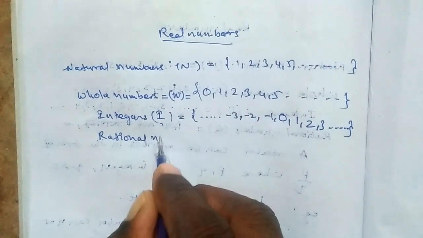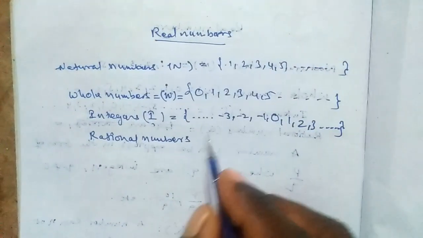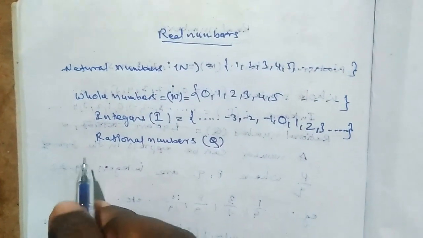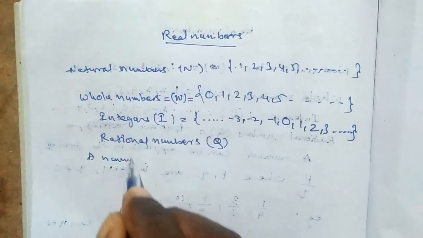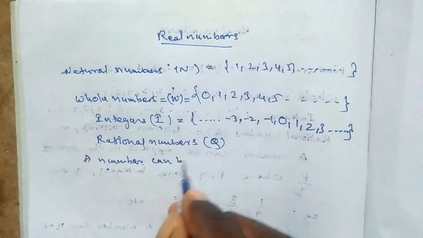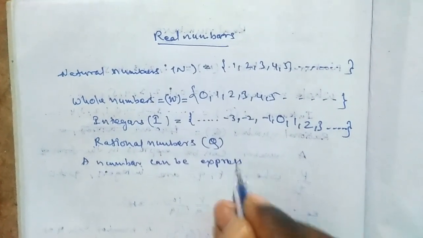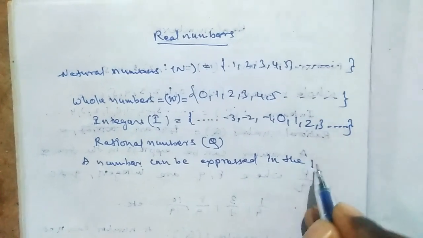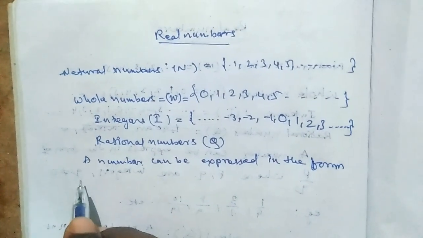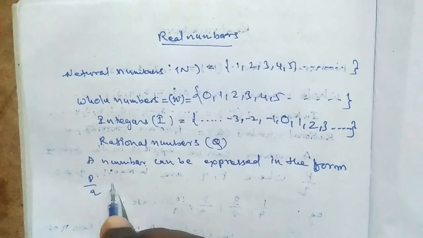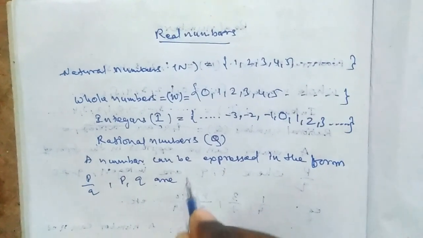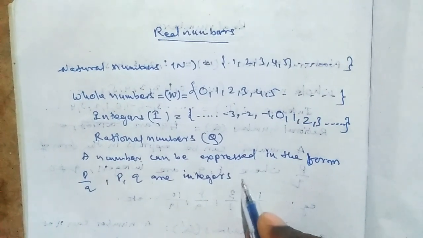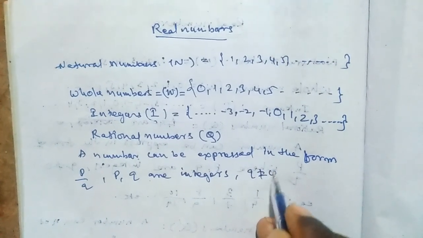rational numbers. What numbers? Rational numbers, which is denoted by capital Q. The definition is: a number can be expressed in the form of p by q, where p and q are integers and q does not equal 0.